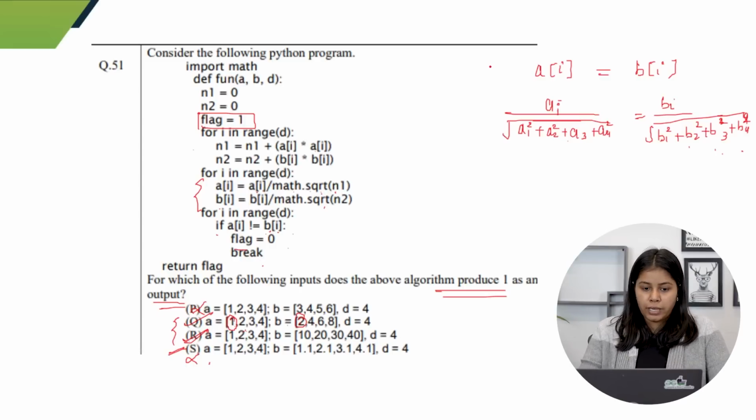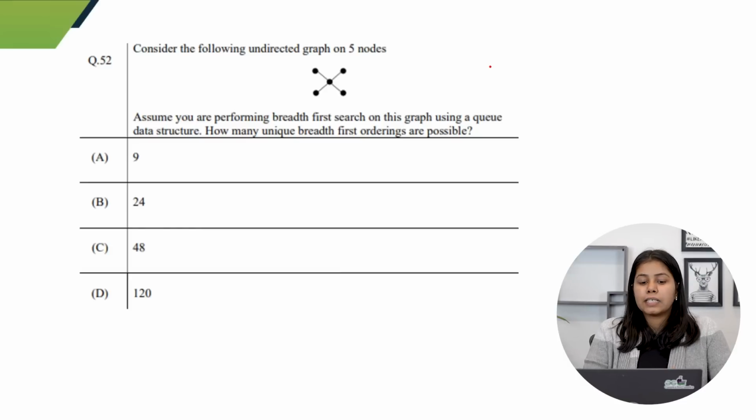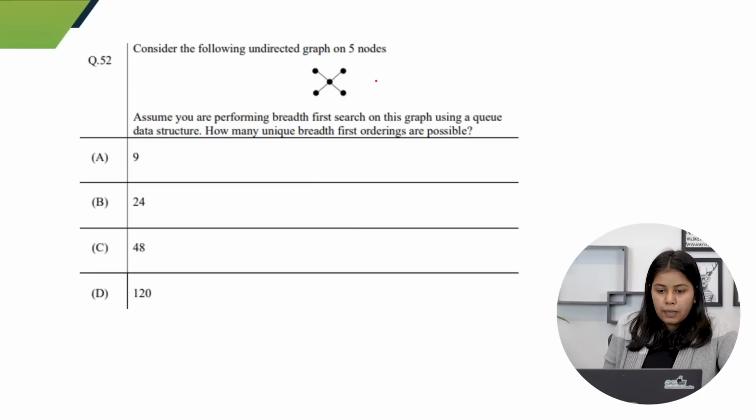Okay, next question: consider the following undirected graph on 5 nodes. Assume that you are performing breadth first search on this graph using a queue data structure. How many unique breadth first orderings are possible? We have to tell them. For breadth first ordering, we can start from any vertex. Let's name these vertices 1, 2, 3, 4 and 5. I have 5 vertices here.